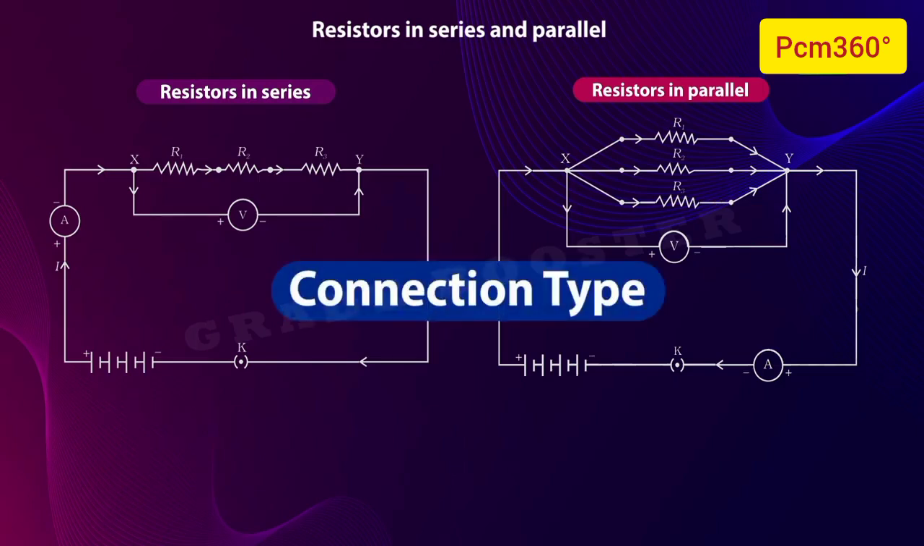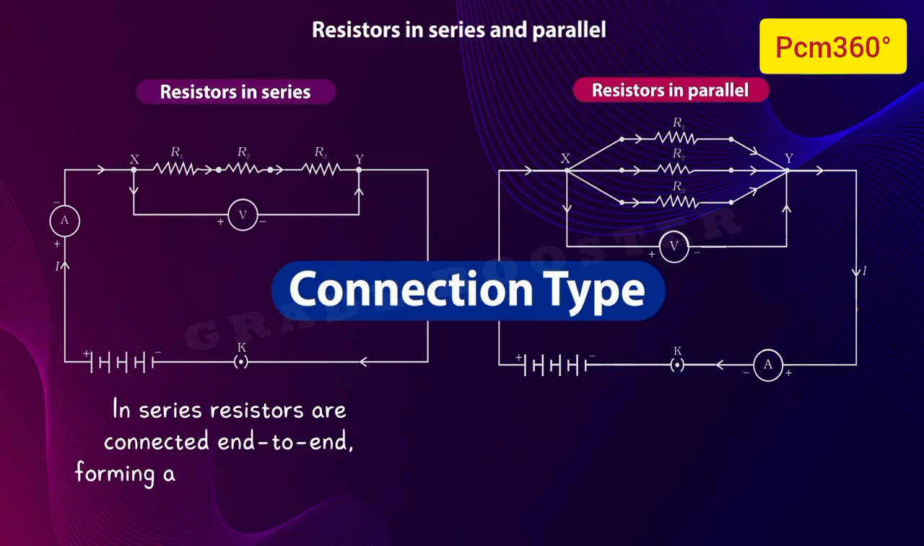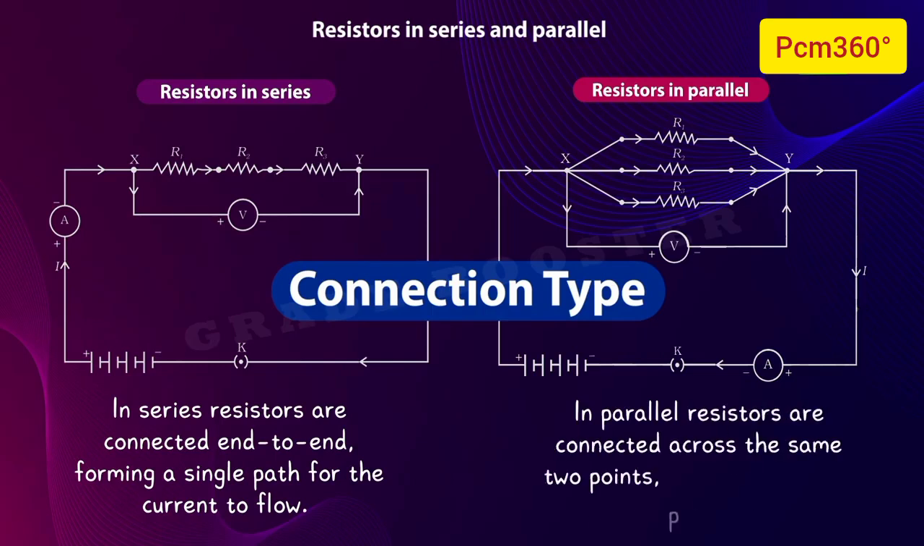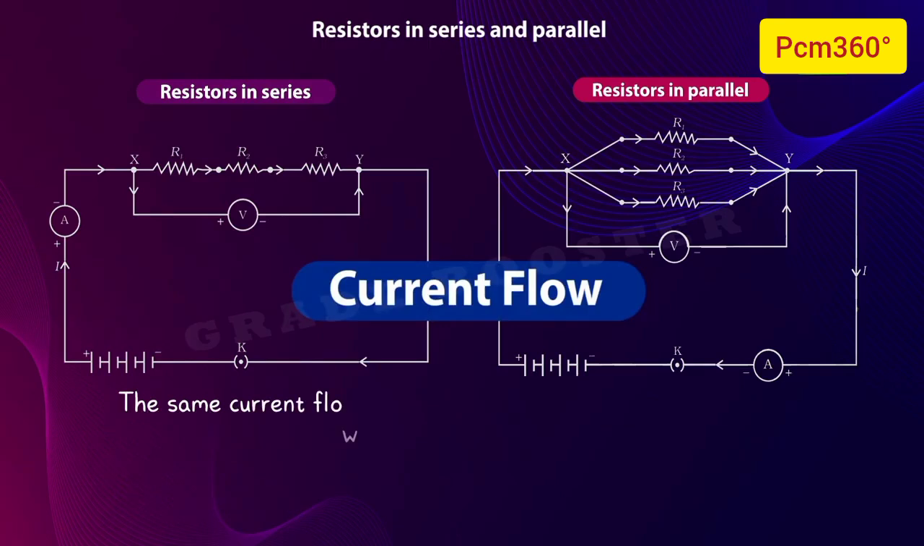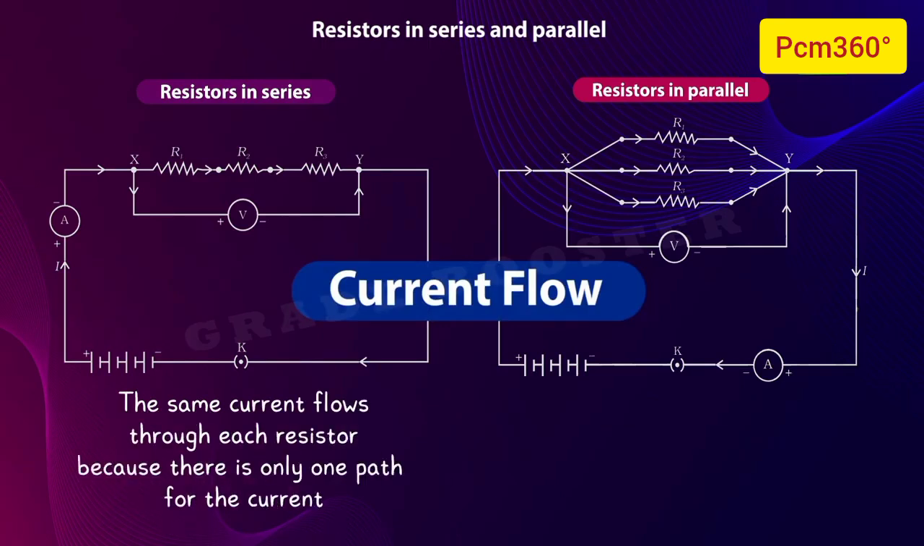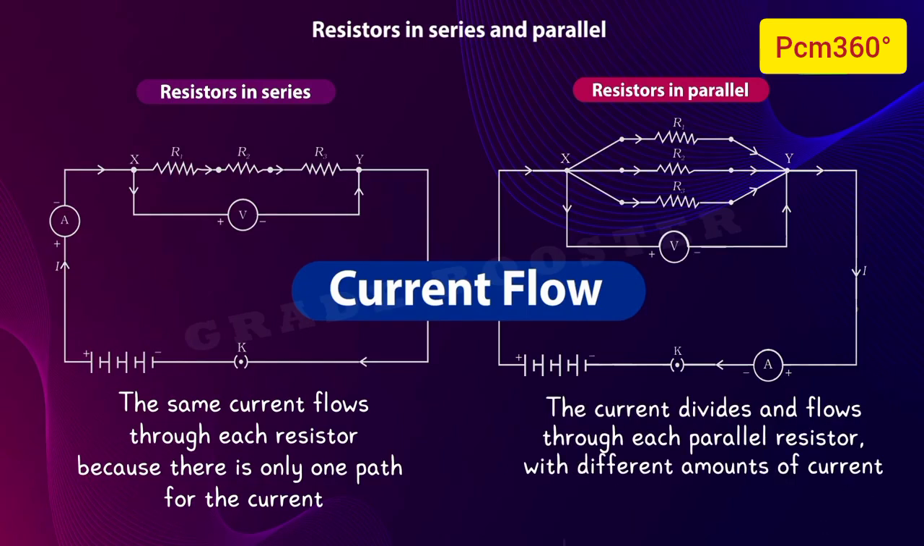Connection type. In series, resistors are connected end-to-end, forming a single path for the current to flow. In parallel, resistors are connected across the same 2 points, providing multiple paths for the current to flow. Current flow. In series, the same current flows through each resistor because there is only one path for the current. In parallel, the current divides and flows through each parallel resistor with different amounts of current depending on the resistance of each path.